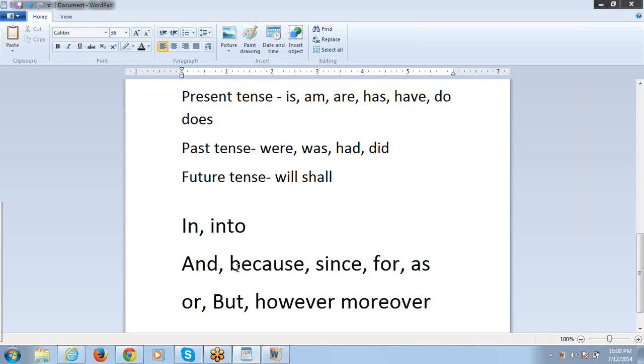I hope in today's class I was clear on a lot of topics. Do you have any more doubts on parts of speech? I will do each and every one. Okay, we forgot the because one. Can you give me a sentence with because?